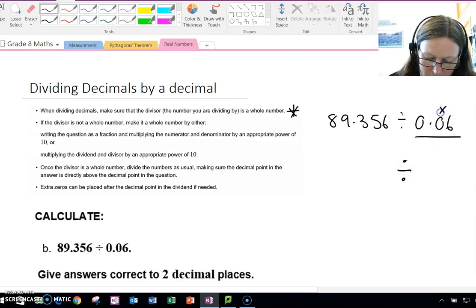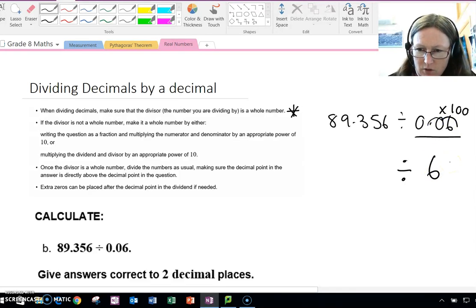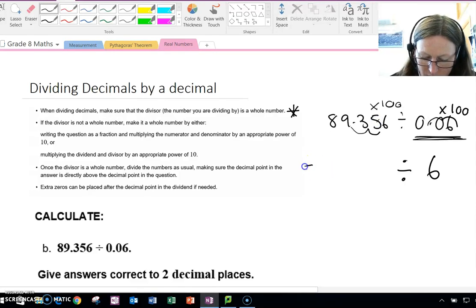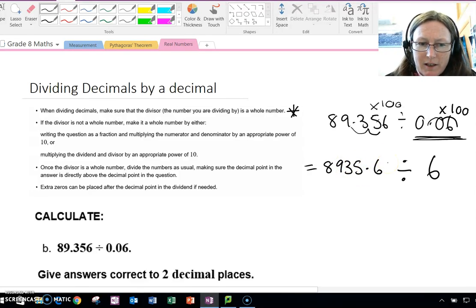So if I multiply this number by 100, my decimal point moves 2 places to make that 6. So I have multiplied this by 100 to make this a whole number. That's okay as long as I multiply this one by 100. So my decimal place moves 2 and ends up here. So I've now made this 8935.6.